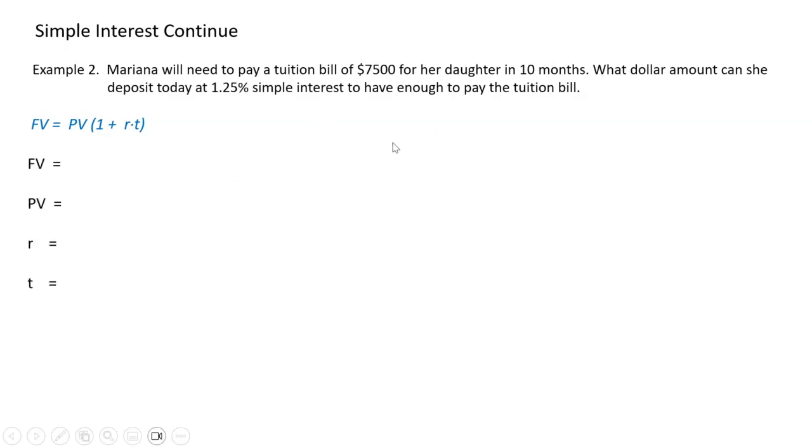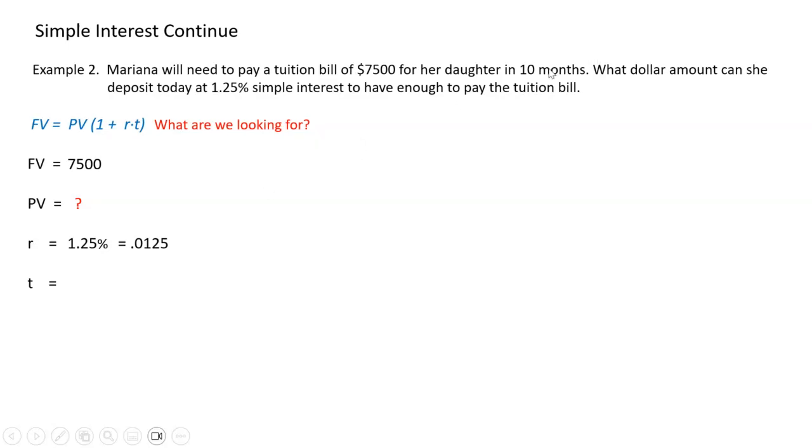Okay. Now, we're looking for the present value, right? Because it says, what dollar amount can she deposit today? Today means right now, which is the present value. So we're looking for the present value, and we want to have 7,500 in 10 months. So the future value will be 7,500. The interest rate will be 1.25%. Converted to a decimal, it will be 0.0125.